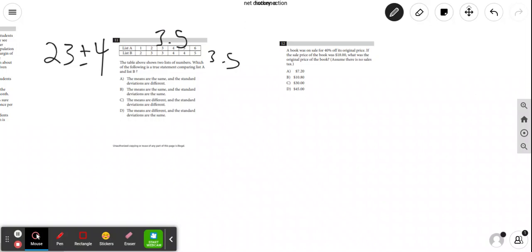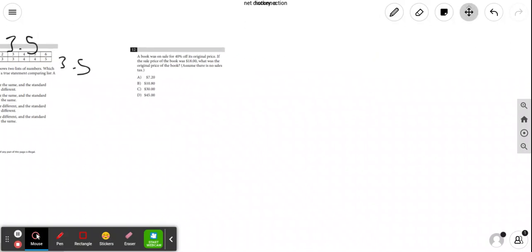I calculated the means for both, and they are the same. So you can take these out. And the standard deviations, so the data for list A is more spread out. The means are the same, but the range is longer, which means typically the standard deviation is also larger there. Let's go with A. Move on.